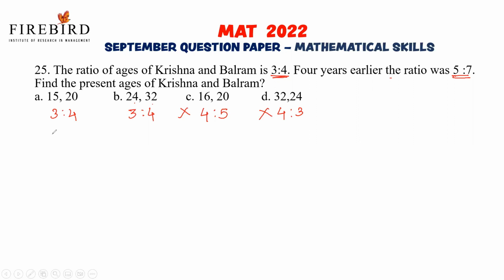4 years earlier, then you have to subtract 4 from their present ages. 15 minus 4 is 11 and 20 minus 4 is 16. So 11:16 is not the ratio before 4 years, right? It should be 5:7. And now if I check with option B, 24 minus 4 is 20 and 32 minus 4 is 28. So if I take the ratio, 5:7 is the ratio. So option B is the answer. So within 15 to 20 seconds, you can do it.